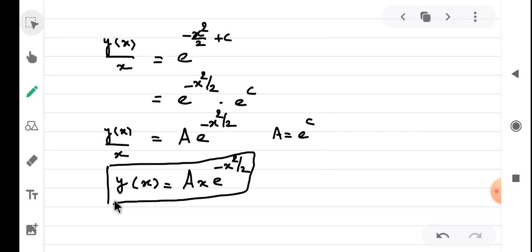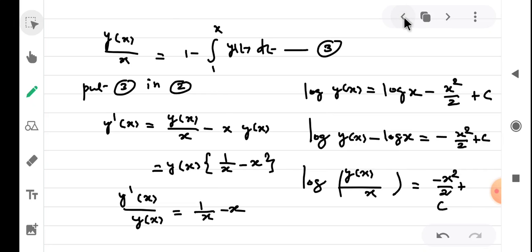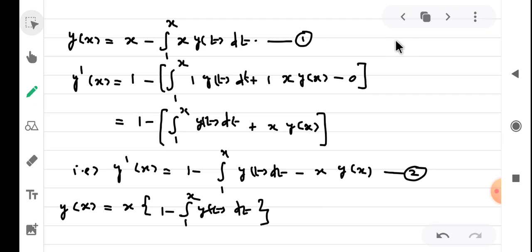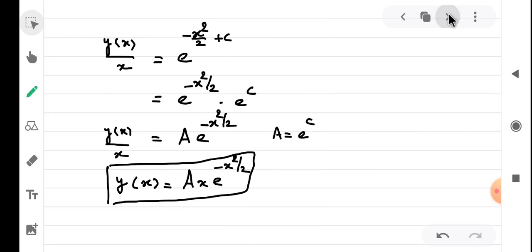But I need to calculate what a is. Now look at equation number 1. Here you substitute x equals 1. So y of 1 is equal to 1 minus 0, so y of 1 is equal to 1. This information is going to help to find the value of a.